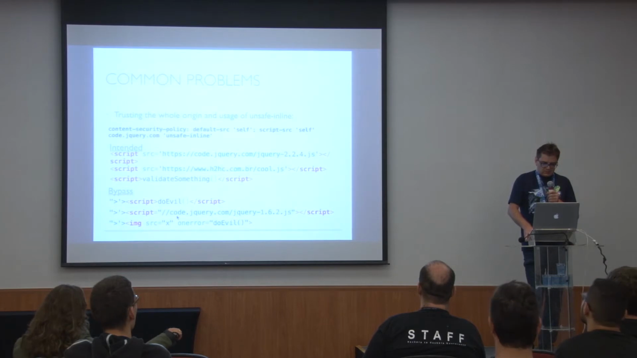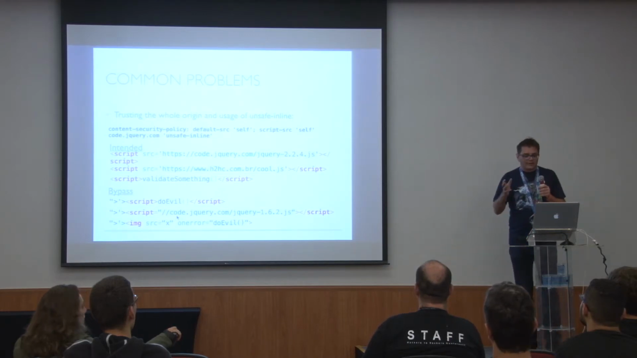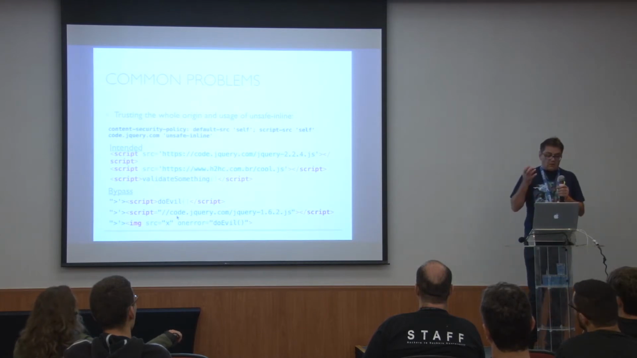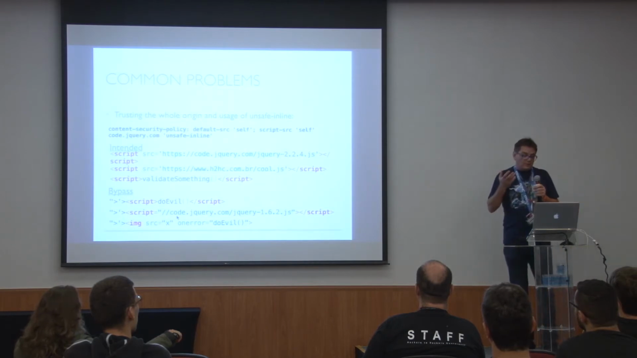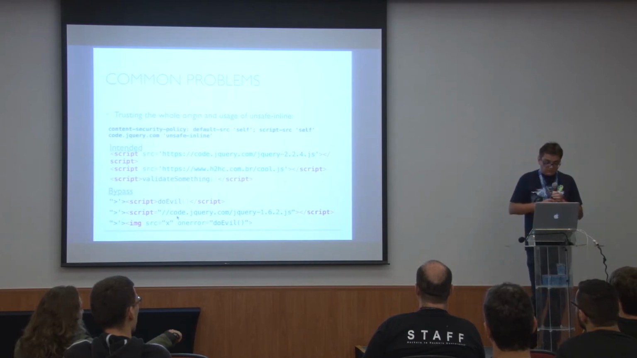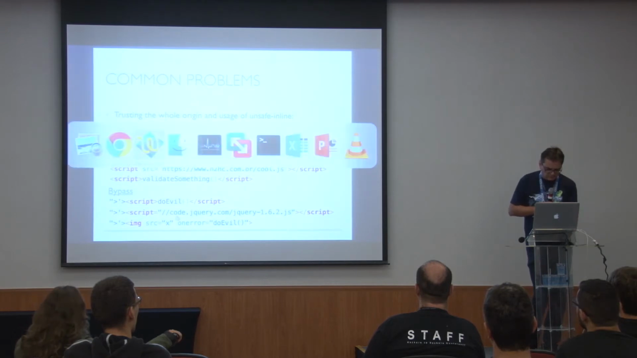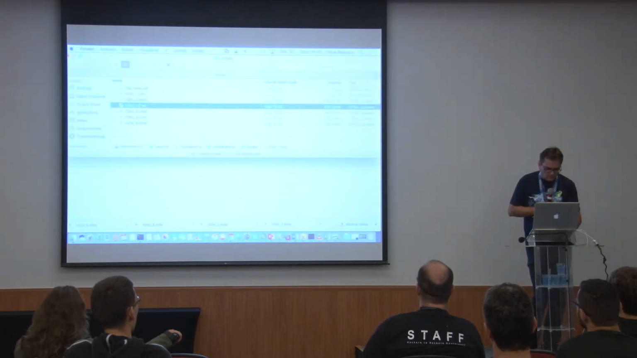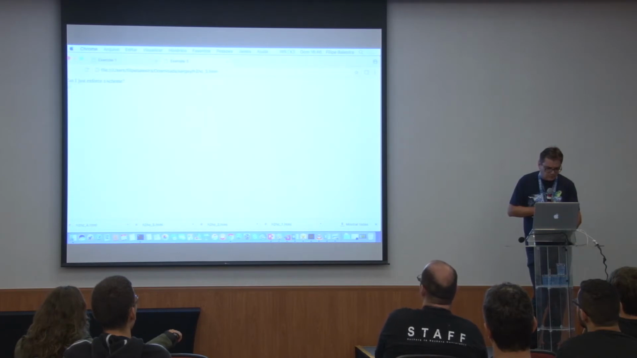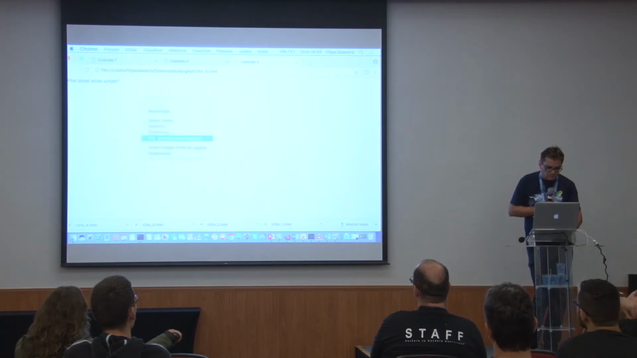So as I mentioned, do not trust the whole origin. Do not trust code.jquery.com, especially if you are not controlling it, because jQuery can be compromised at any time and you will not know about it. And the better idea is, I think I have an example for this. Like if we open this, nope, it's not this one. Let's look.